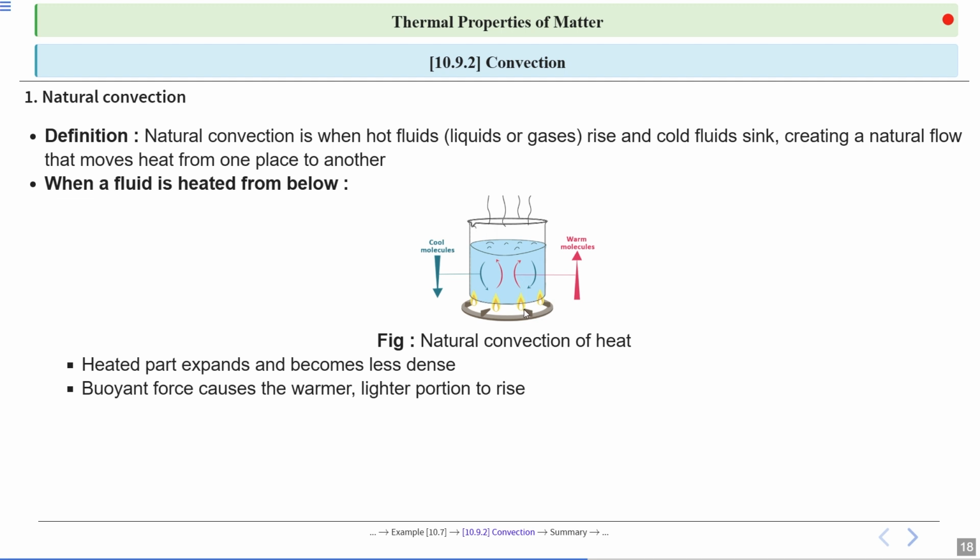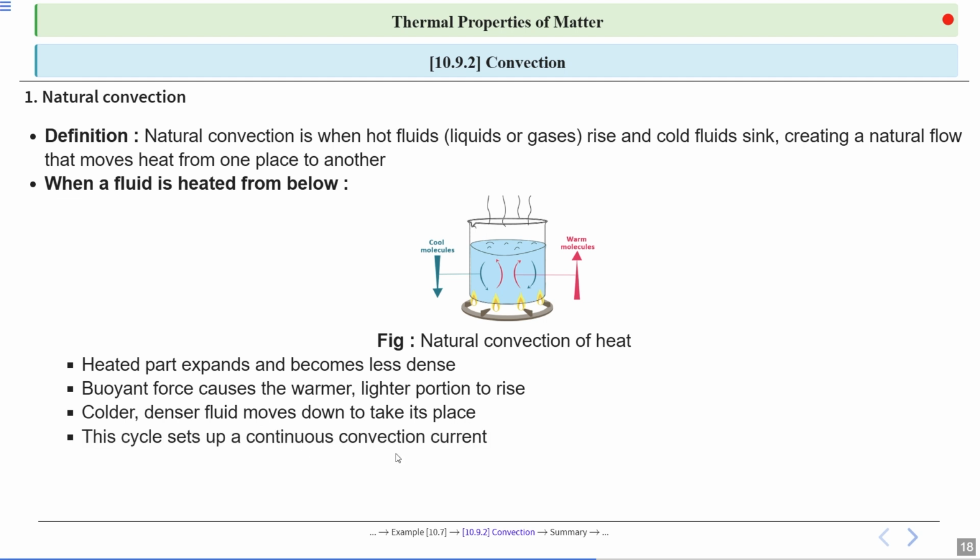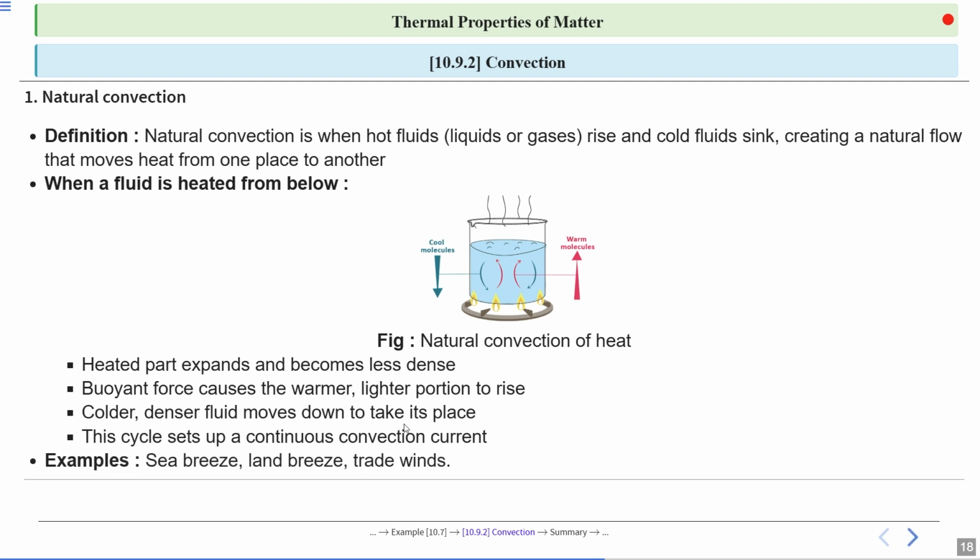All right, and the fluid molecules having high density move downward, towards the bottom. Colder or denser fluid moves down to take its place. This cycle sets up a continuous convection current. If we talk about examples, like sea breeze, land breeze, and trade winds, these are examples of natural convection. All right.